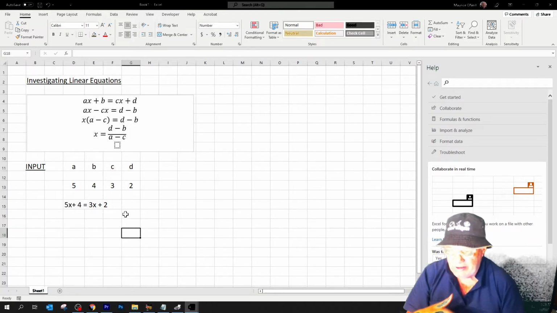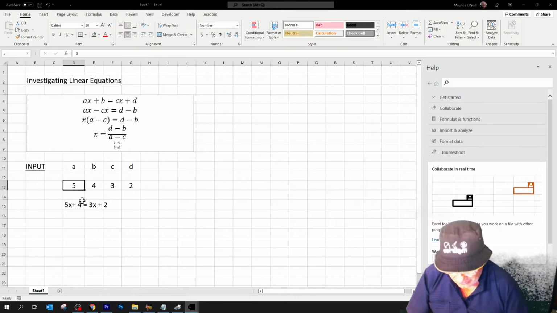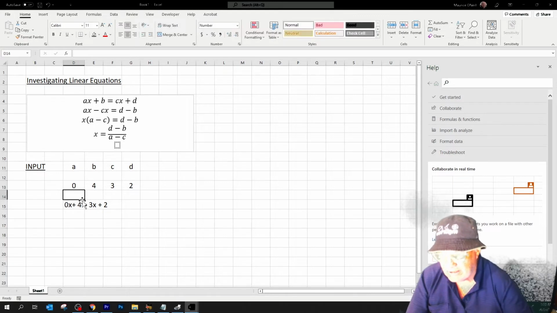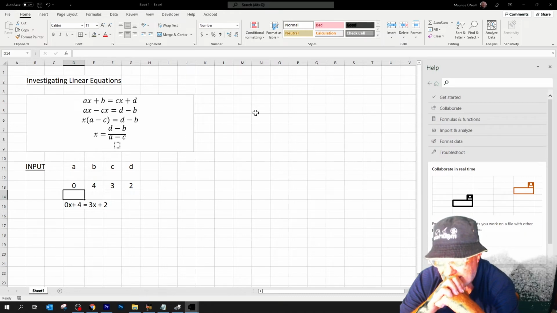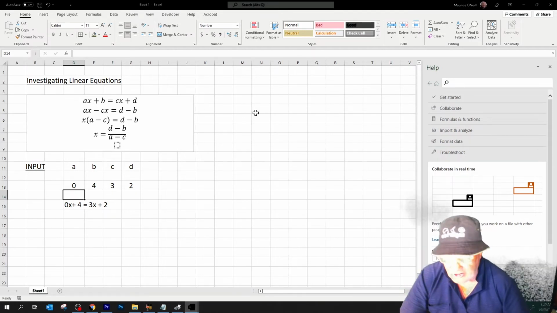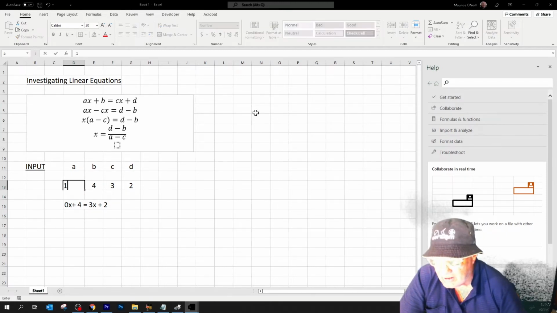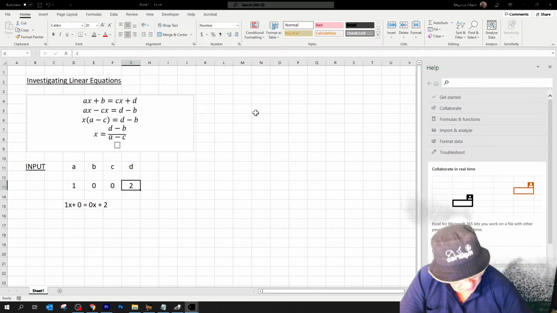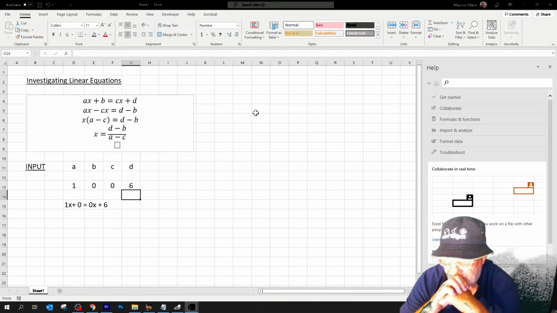So what this means is you can write any linear equation. So say, for instance, if you make that 0, like so, that's 4 equals 3x plus 2. So if you wanted to make an equation x equals 6, you could just go 1, b would be 0, c would be 0, and d would be 6. And that is effectively an equation x equals 6.